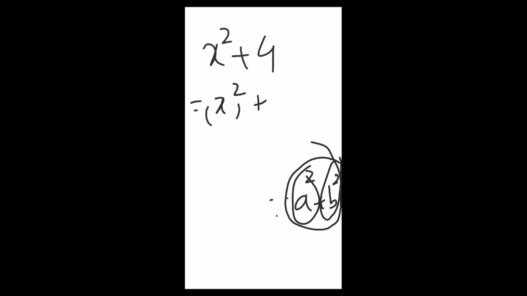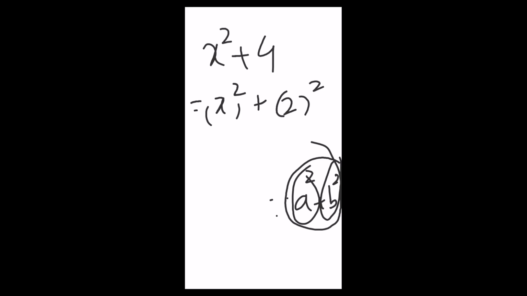Okay, can you hear me now? Yeah. Okay, so see, I made the x square. Now I am done with a square. Now I have to make b square as well. So what is the multiple of 4? 2. So I am writing 2 square because I know 2 times 2 would be 4.